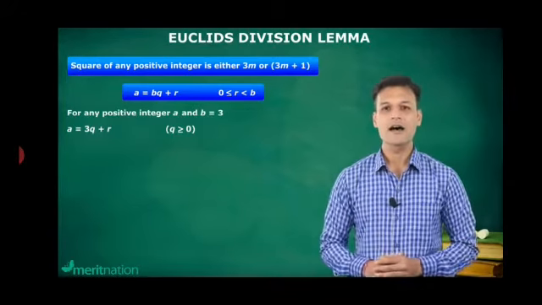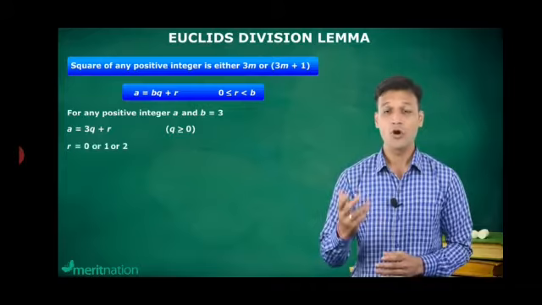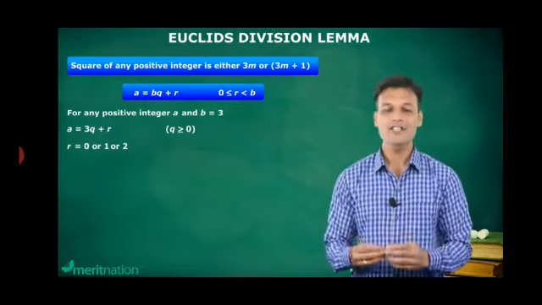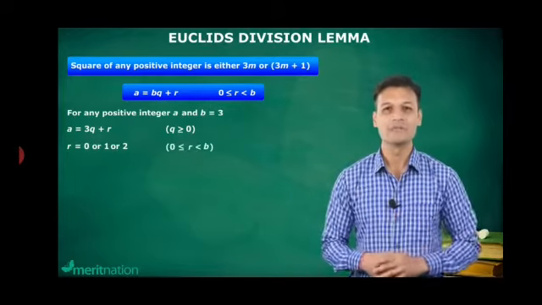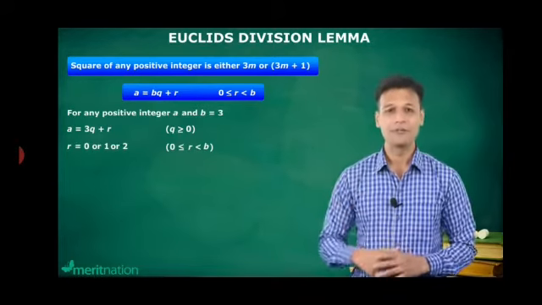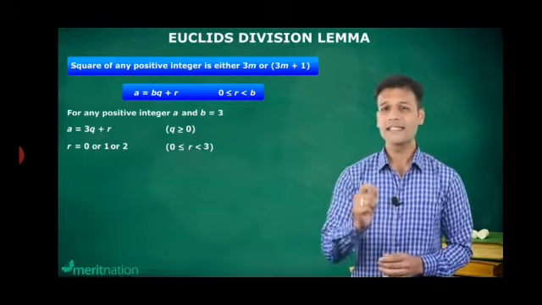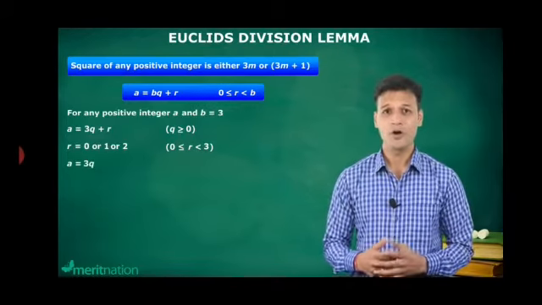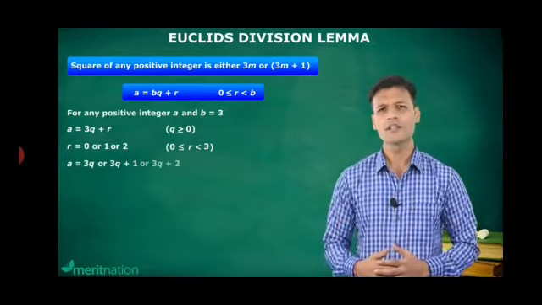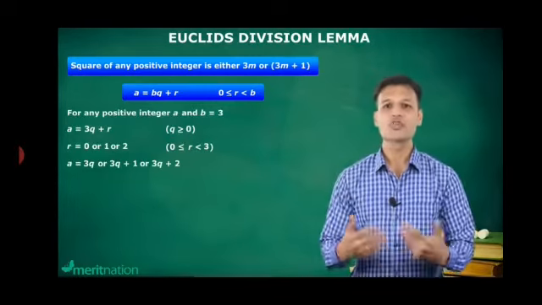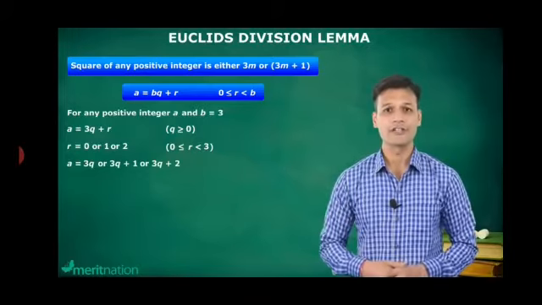Now in this case, r can be either 0 or 1 or 2. Why? Because r has to be greater than or equal to 0 and less than b, wherein here b is 3 as you know. Therefore, we can say a can be either 3q or 3q plus 1 or 3q plus 2. Now based on the question, let's square this positive integer a.